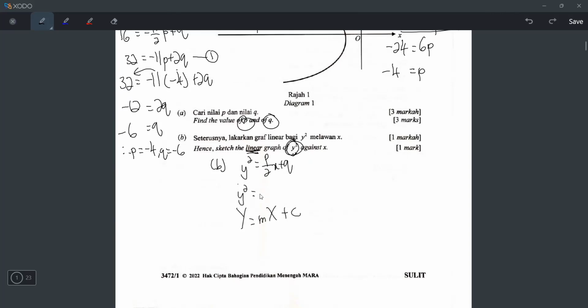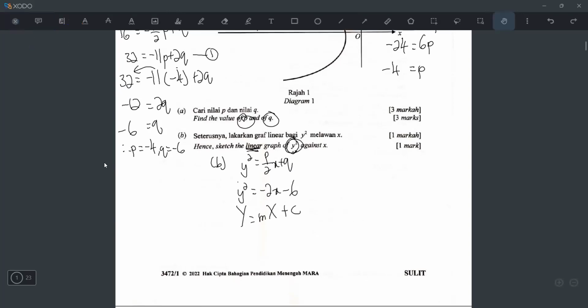So let's get the gradient and y-intercept. We all know p is -4, right? So what's -4 divided by 2, x plus q? What's q just now? -6, is it? So like that, now I have my full equation, y squared equals -2x minus 6. I think I can sketch now.